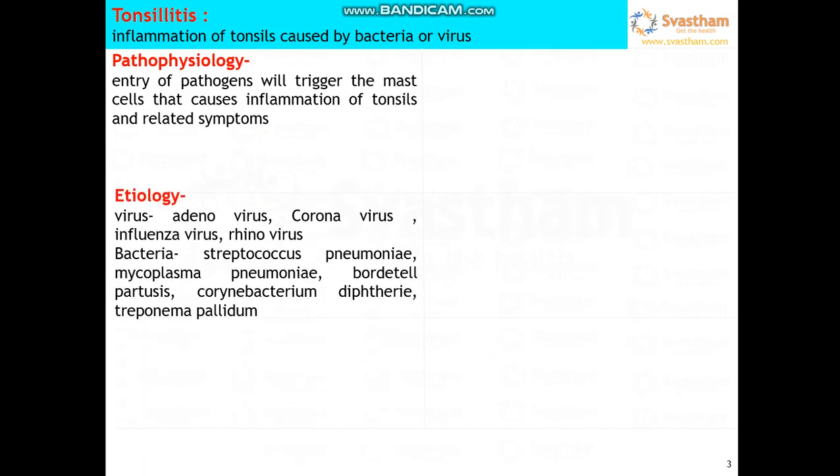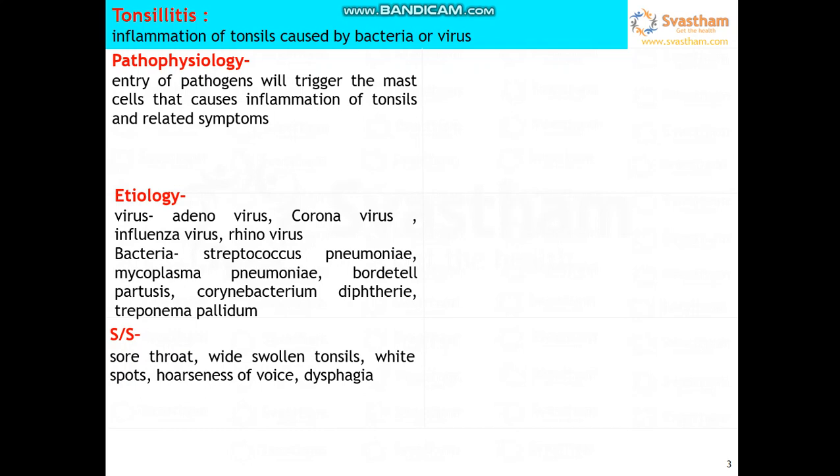Etiology. So the viruses which are responsible for it are adenovirus, coronavirus, influenza virus, rhinovirus. Some bacteria are also responsible for it, and they are Streptococcus pneumoniae, Mycoplasma pneumoniae, Bordetella pertussis, Corynebacterium diphtheria, Treponema pallidum. So this type of virus and bacteria are also responsible to cause tonsillitis.